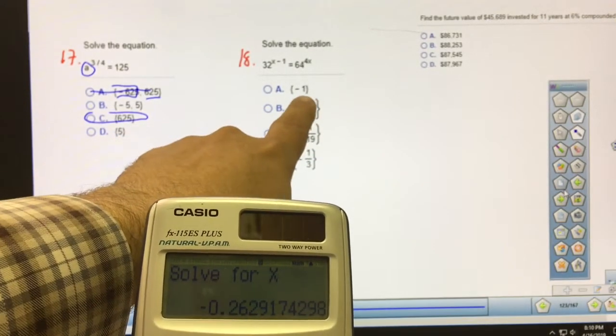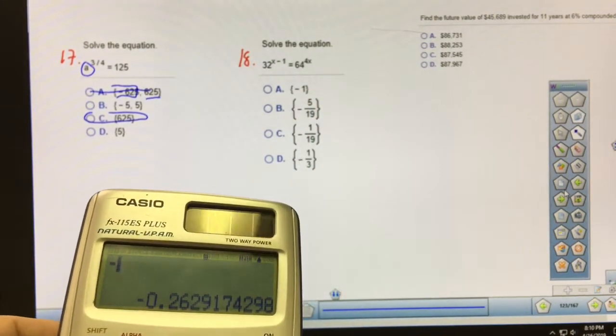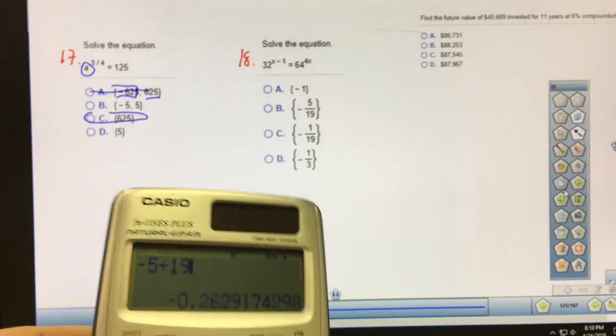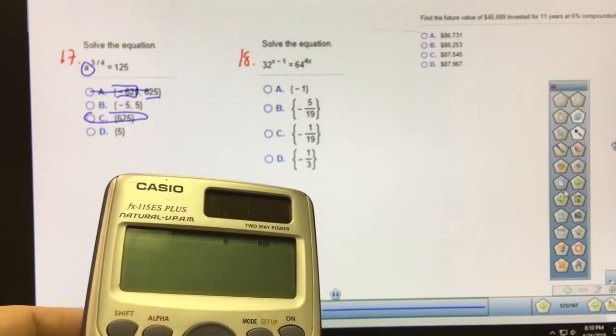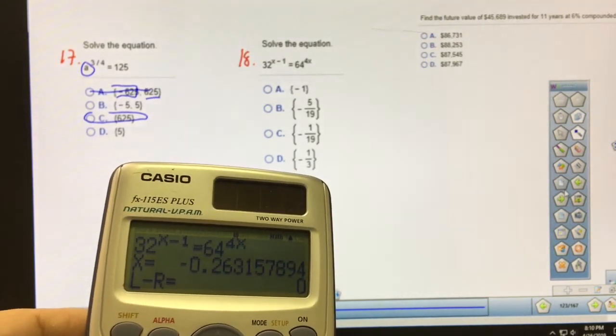So I'm not going to type in -1. I'm going to type in -5/19. Delete 5 divided by 19 and see if that comes out rapidly. Now it's thinking. Ooh, I think it worked. Let me see what that is.